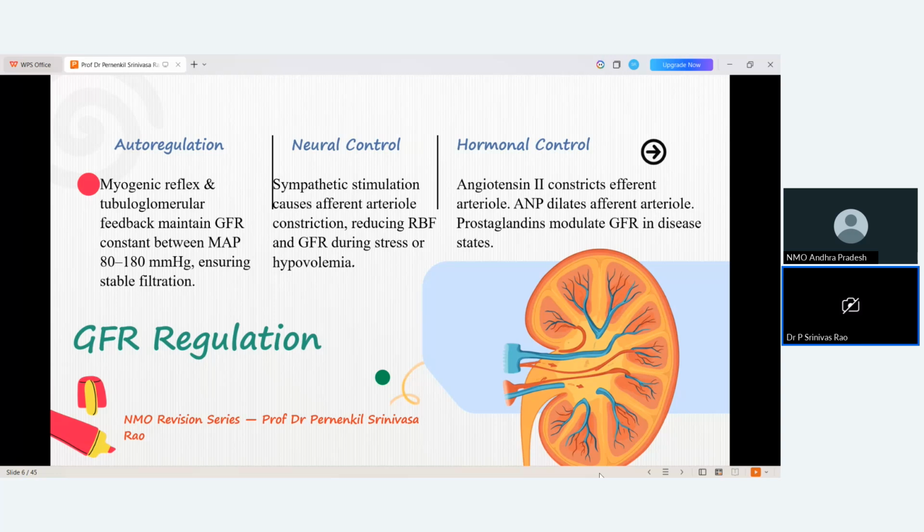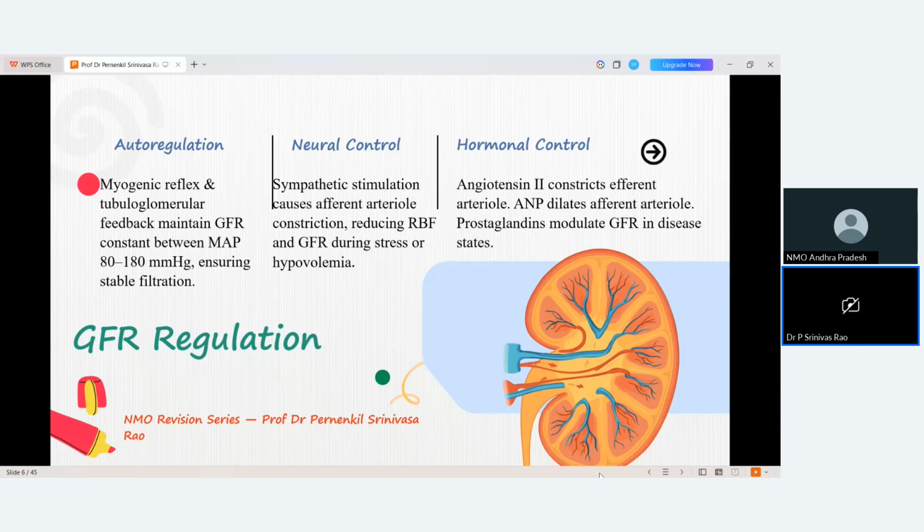By three methods: auto-regulation, neural control, hormonal control. So you can write down GFR regulation and put 3 arrows: auto-regulation, neural control, hormonal control. And in auto-regulation, you can put 2 more arrows: myogenic reflex and tubuloglomerular feedback mechanism. Auto-regulation is again of 2 types. I'll be talking about that later on.